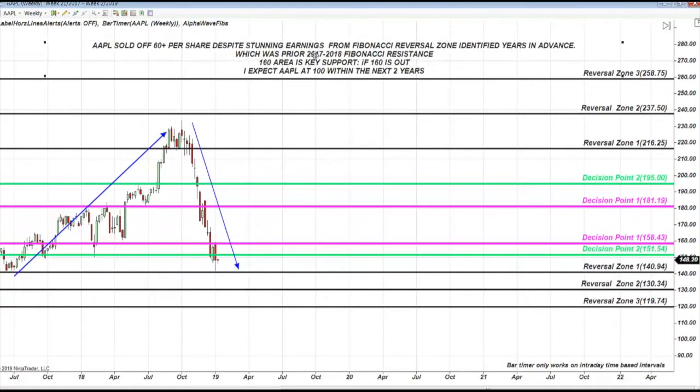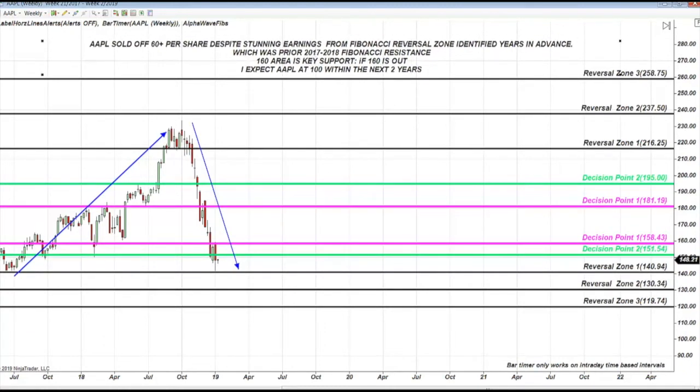As I said, since 2018, I expect Apple at 100 in the next 2 years. These bullish pullbacks are worthless. Don't mean a thing. Fibonacci reversal zone means everything. So, what is the lesson on Apple? If investing and trading on fundamentals worked, every single person on the planet would be Bill Gates. The lessons of 2018 on Apple, on Netflix, on Amazon, on multiple other instruments show very, very clearly: Fibonacci overrides any news, any earnings, any events.